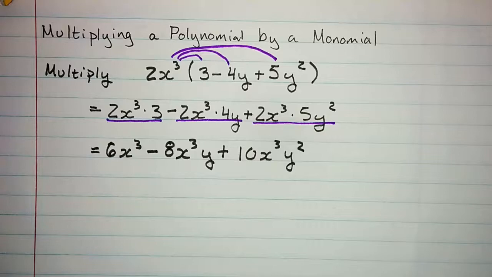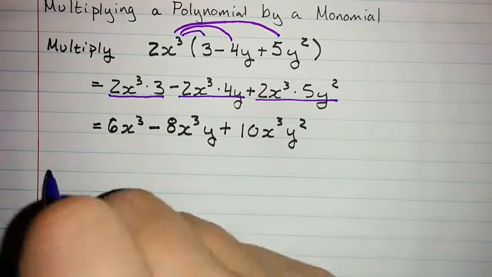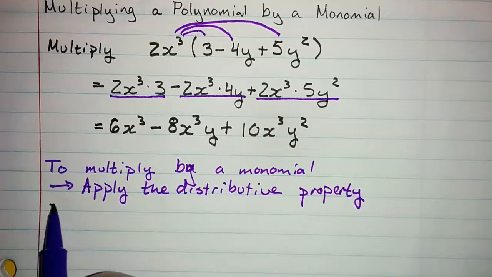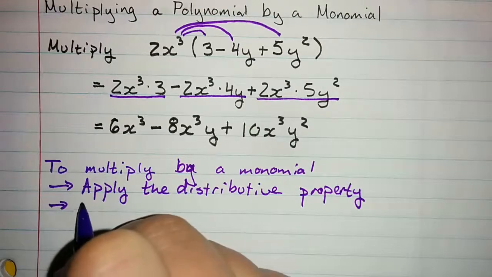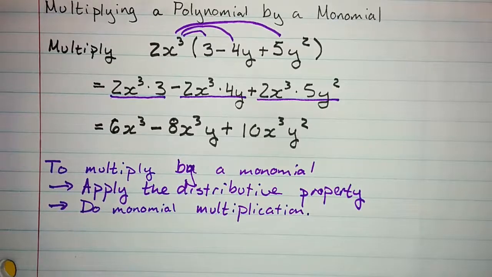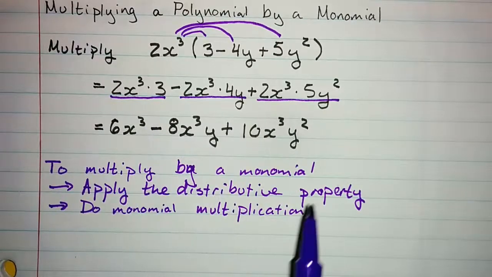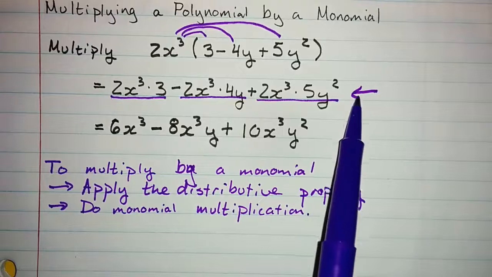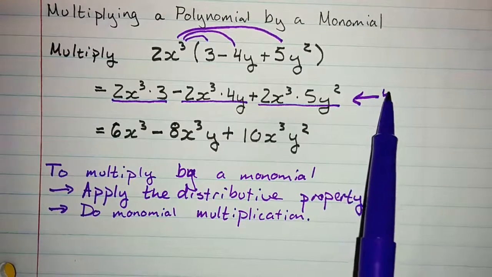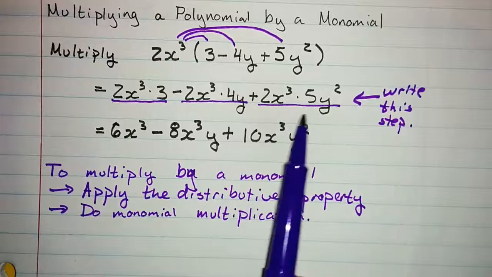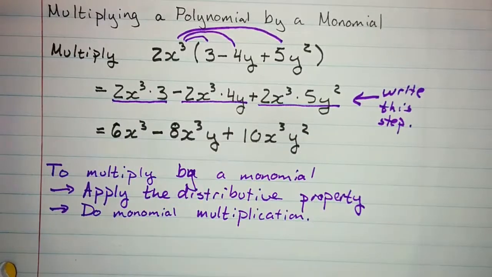What do we do when we want to multiply a polynomial by a monomial? First we apply the distributive property, and then we do the monomial multiplication. Now, this is actually a place where I discourage you from skipping this step. I strongly encourage you to write this step. I find that actually writing out this step saves a lot of errors.